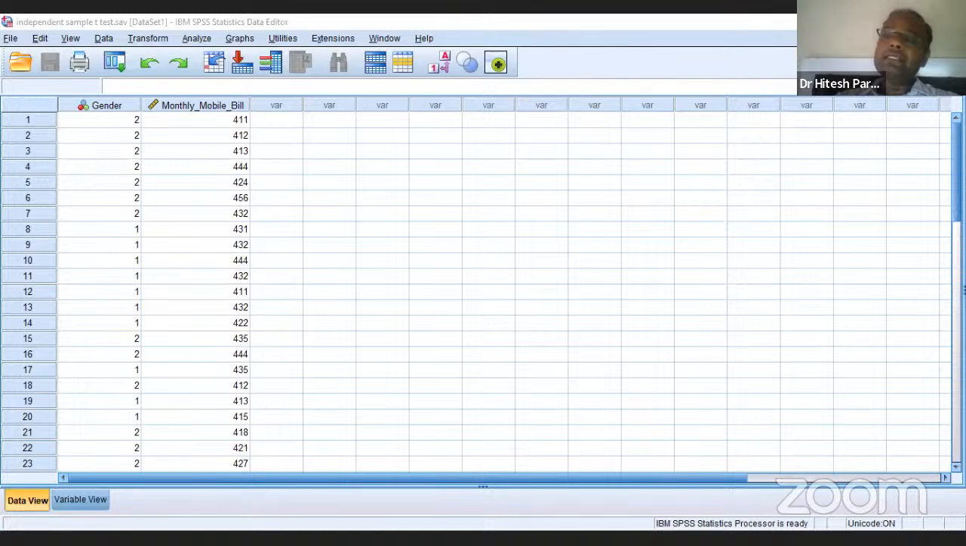Now this cannot be tested directly, so we need to convert them into null and alternative. Null will say there is no significant difference, alternative says there is a significant difference, right? And then we will be testing the null and then we'll report the results of the null hypothesis. It is like that. Is it clear?